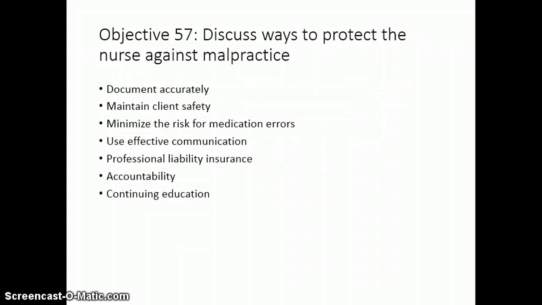Objective 57, discuss ways to protect the nurse against malpractice. First is to document accurately and contemporaneously, meaning you document at the same time as things happen. Maintain patient safety and develop a good rapport with your patient. Minimize the risk for medication errors by using your triple check or by using the 6 rights of medication administration. Use effective communication and again developing that good rapport and trust bond with your patient.